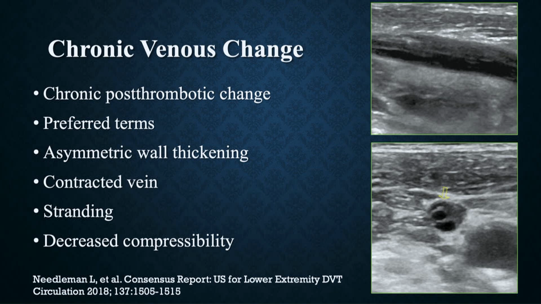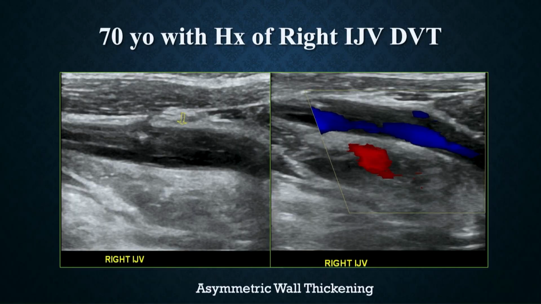Stranding, as I've shown you here, if you look at the bottom image, there's some synechia running across the wall with asymmetric wall thickening, decreased compressibility, all signs of chronic disease.